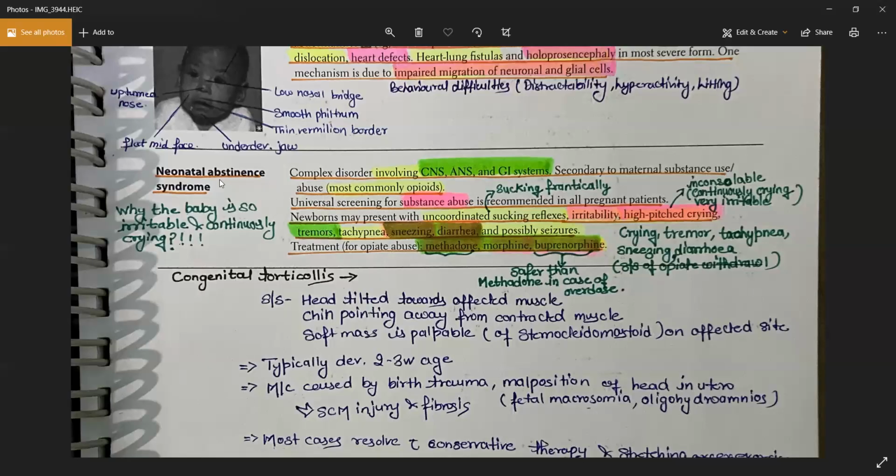The mother can have a history of chronic pain or any kind of trauma, and for that they will be using all these opioids. So this kind of thing will be seen. Any doubt, please ask.